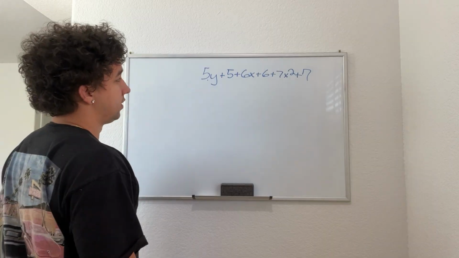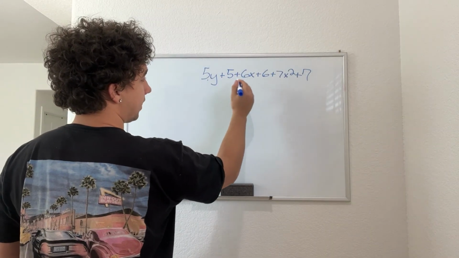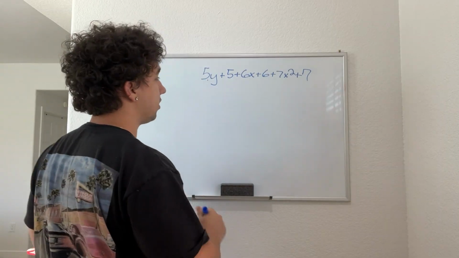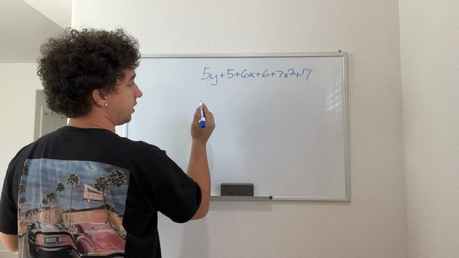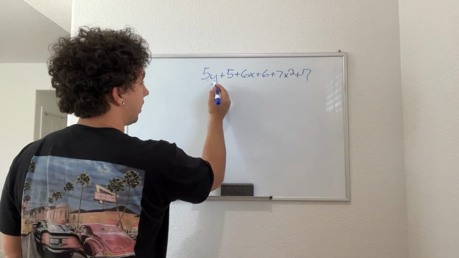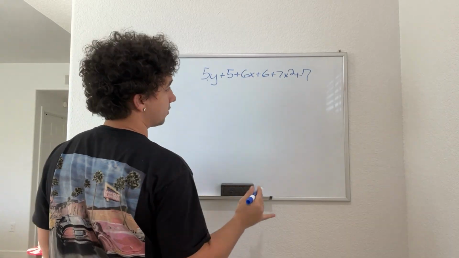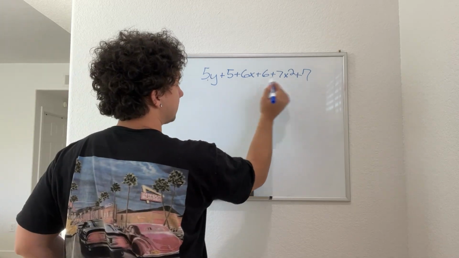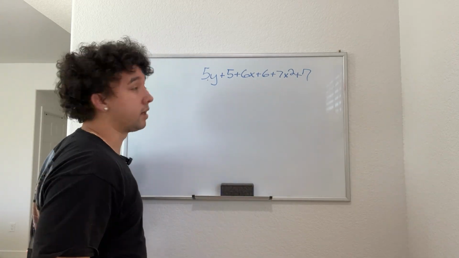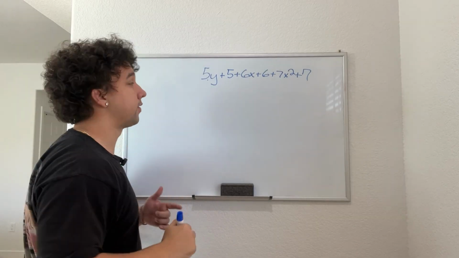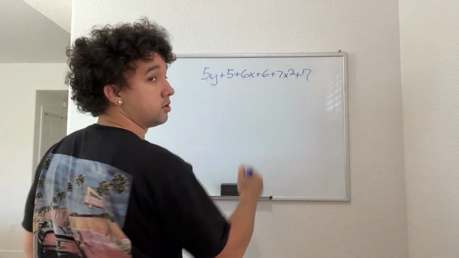All right, this one here I have 5y plus 5, 6x plus 6, plus 7x squared plus 7. Okay, so what I'm noticing here is that all of these terms are different. I got y for one, I got x for another one, and then an x squared. And if you remember from the beginning of the video, I said x and x squared cannot be combined. Even though they're the same variable, they're on different dimensions, right? They're on different wavelengths entirely. So I'm not able to do that.